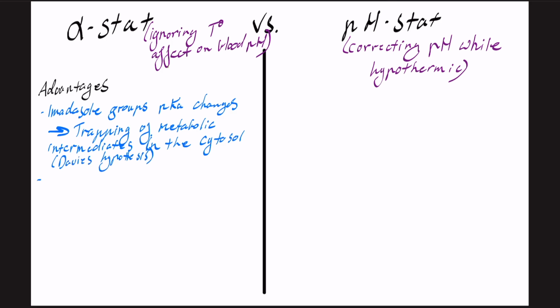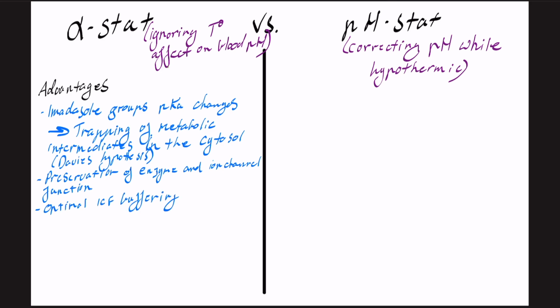You get preservation of these intracellular ions and enzymes and ion channel function. It ensures optimal intracellular fluid buffering because these imidazole groups will be changing the alpha ratio with temperature. It preserves cerebral blood flow autoregulation and minimizes intracranial pressures. And this is because you're not adding any CO2 to the system. It's remaining at what it would be for the temperature.